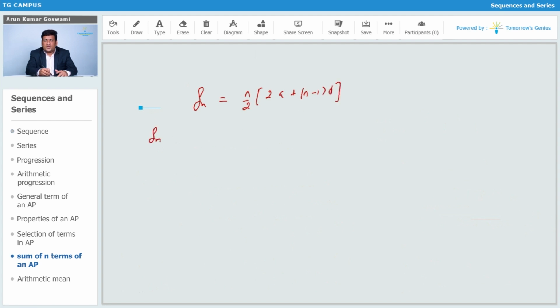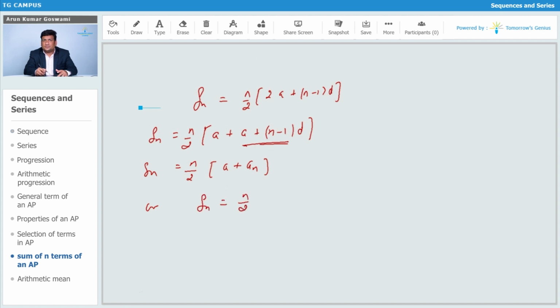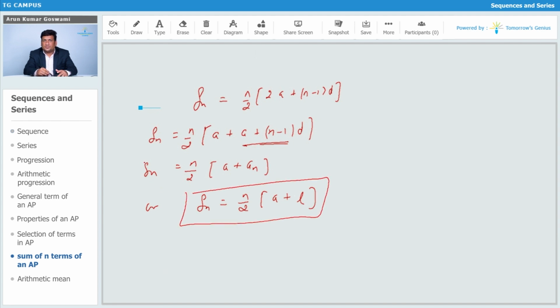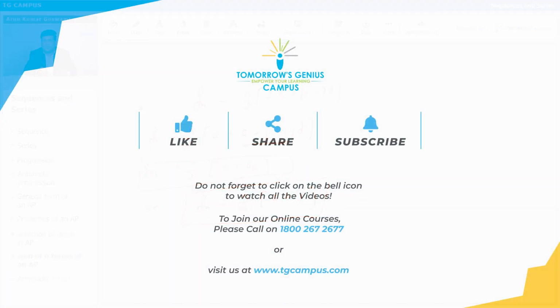Now we can just modify this formula. So n by 2, now this 2A I can write as A plus A plus n minus 1 into D. As we know, A plus n minus 1 into D is nothing but my an term, so I can write it as n by 2 into A plus an. And also we know that this an is also known as the last term in case of a finite series, so n by 2 into A plus L. So these are the formulations we have for the sum. We can use these formulas according to the requirement. This is my sum formula.